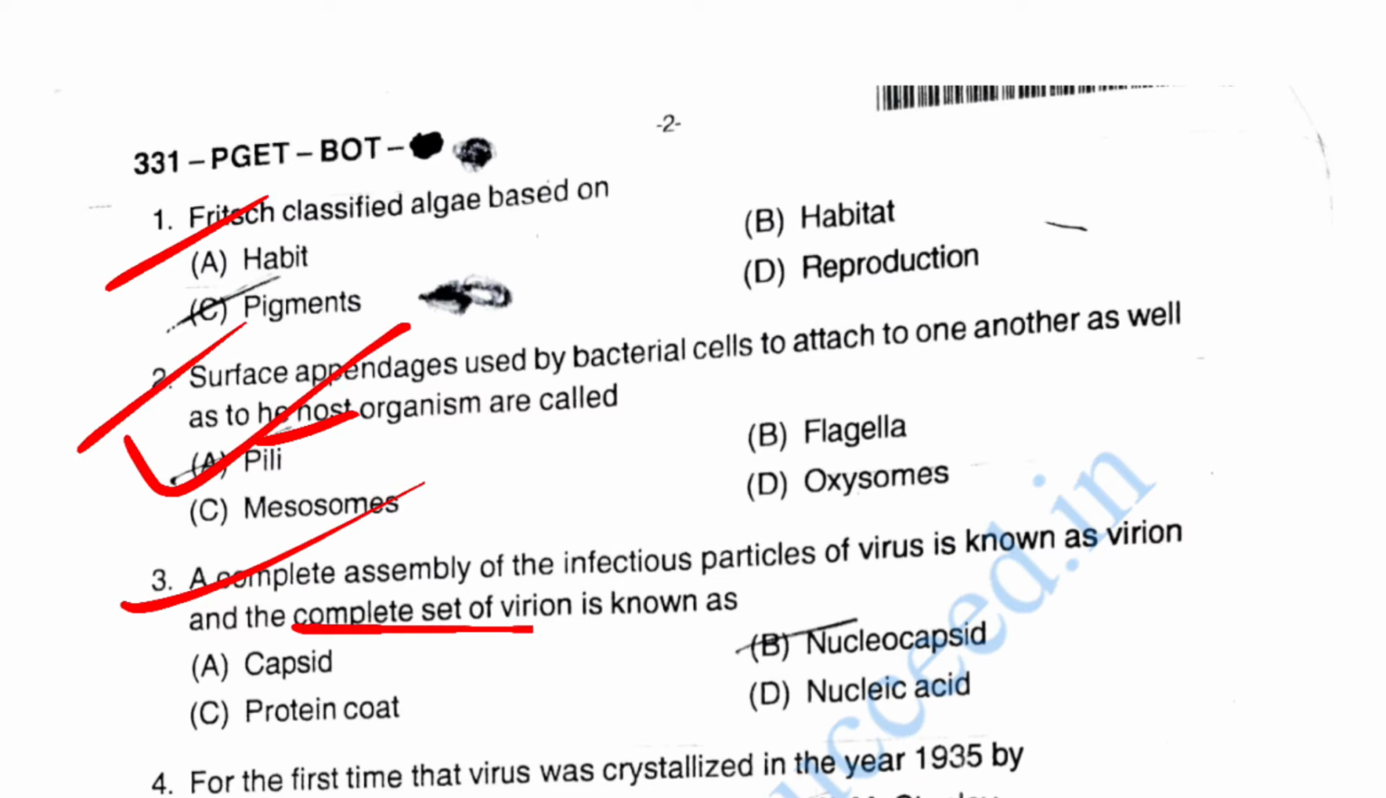We know virion is a virus that is ready to attack. Then it is the complete set of what? Nucleic acid plus protein, means nucleocapsid. The protein present in the virus is called capsid. The protein coat is called capsid. That is why the answer would be nucleocapsid. Understood?